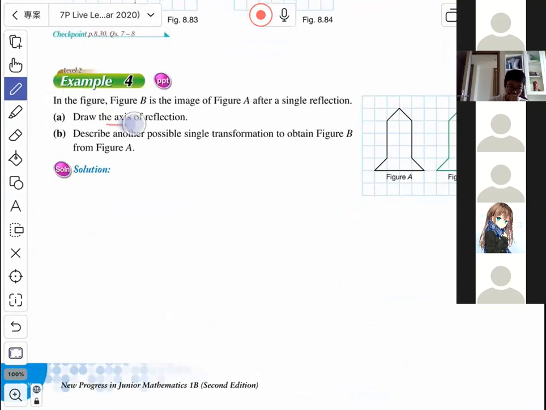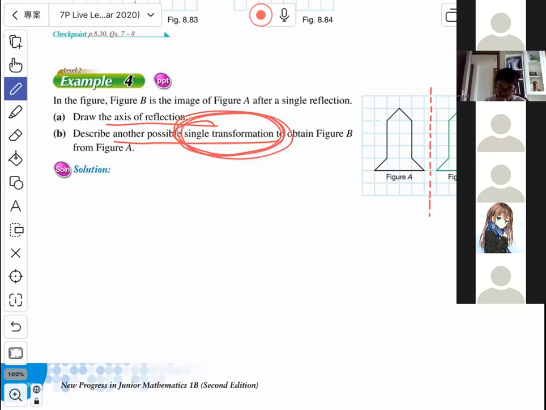It means that you have to draw the line. For drawing a line, you should draw a dotted line like this。OK，中間斬開佢，咁就係嗰塊鏡啊，嗰塊鏡 axis of reflection。OK, so it asks you to describe another possible single transformation. Apart from reflection, what kind of transformation can you tell about from A to B?